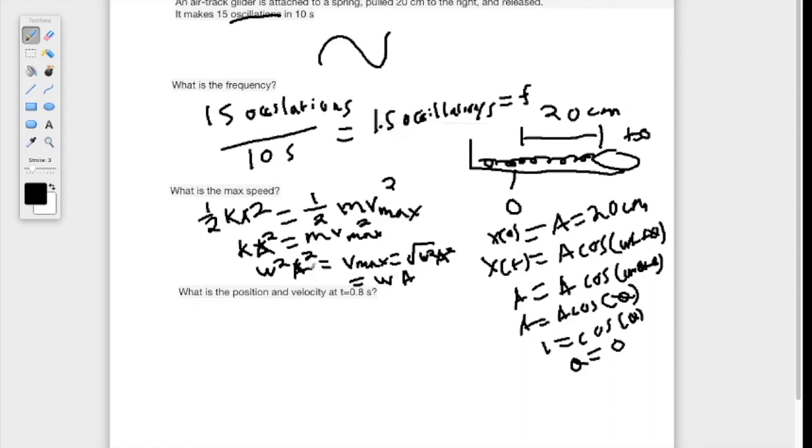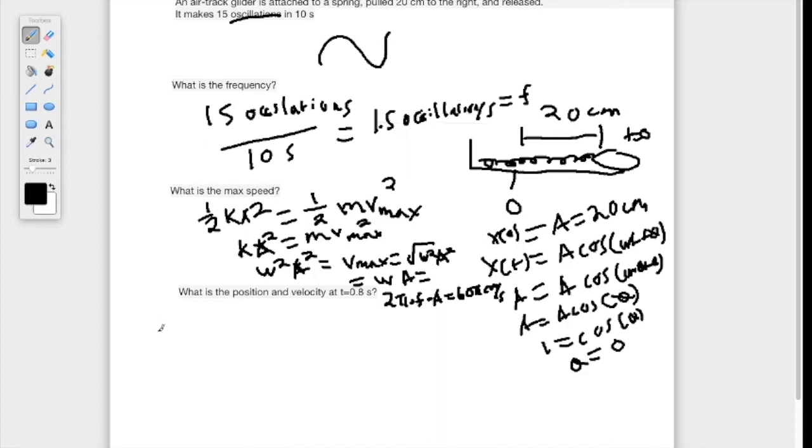Well, omega times A is just 2 pi times the frequency times A. So you should get around 60 pi centimeters per second, because 2 times 1.5 is 3, so that's 3 pi, and then times 20, that's 60 pi. So you get 60 pi centimeters per second for the max speed. So the position and the velocity at t equals 0.8 seconds.